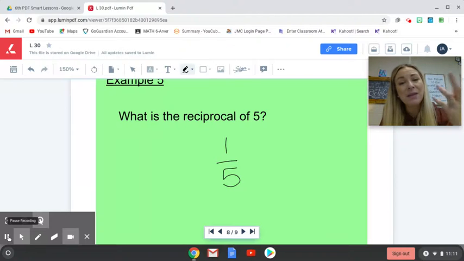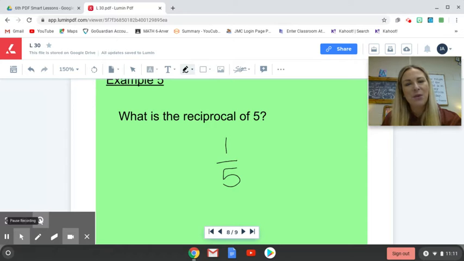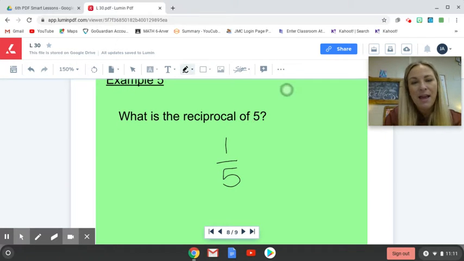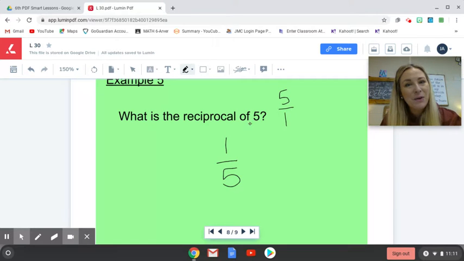Okay, so the reciprocal of 5, or of any whole number, just becomes 1/5. So the reciprocal of any whole number is going to be 1 as your numerator and then that whole number on the bottom. So 1/5 would be the reciprocal of 5, because 5 you can really think about as 5/1. That's it for your example.